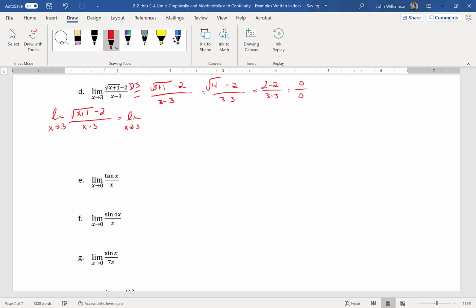You want to multiply by the conjugate of your radical expression. So in this case, my radical expression is the square root of x plus 1 minus 2. So if I want to get rid of this and move it down to the denominator, my conjugate is going to be the square root of x plus 1 plus 2. So remember, to find the conjugate, you just change the sign in between the pair of terms. Just swap the sign. So if it's subtraction, change it to addition. If it's addition, change it to subtraction.